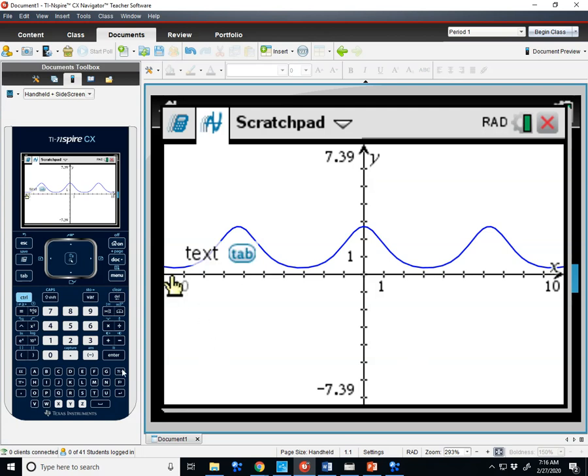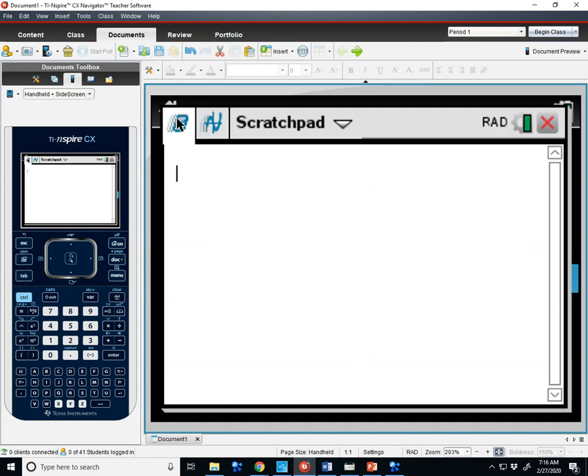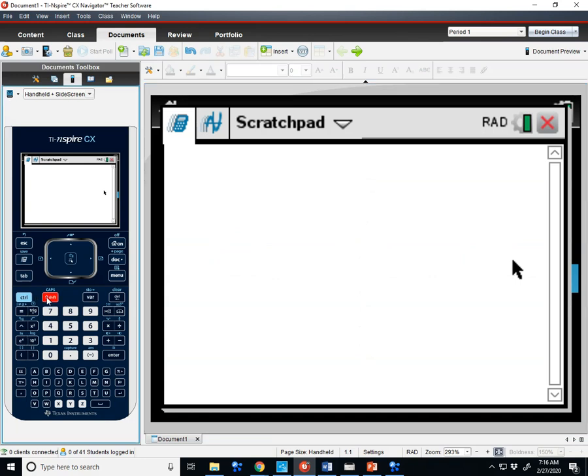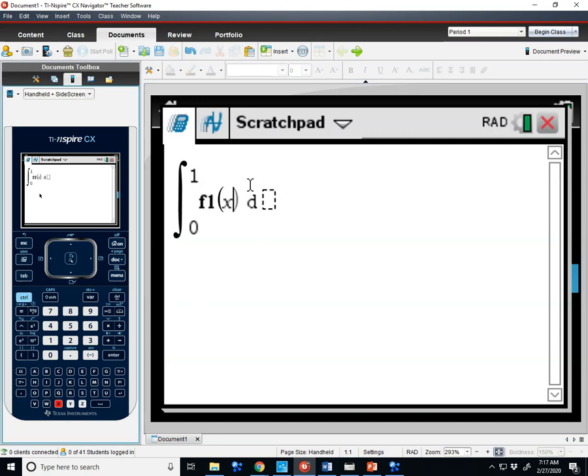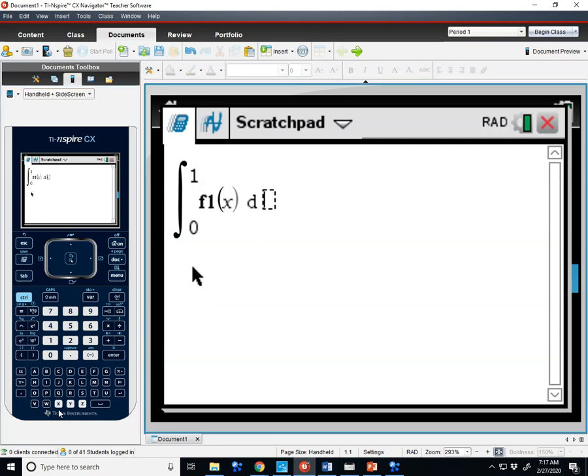Okay, so I'm going to go back here, and I'm going to hit Shift what? Shift plus, good. And I'm going to go from 0 to 1, and what do I hit? F1 of X, and then dx.